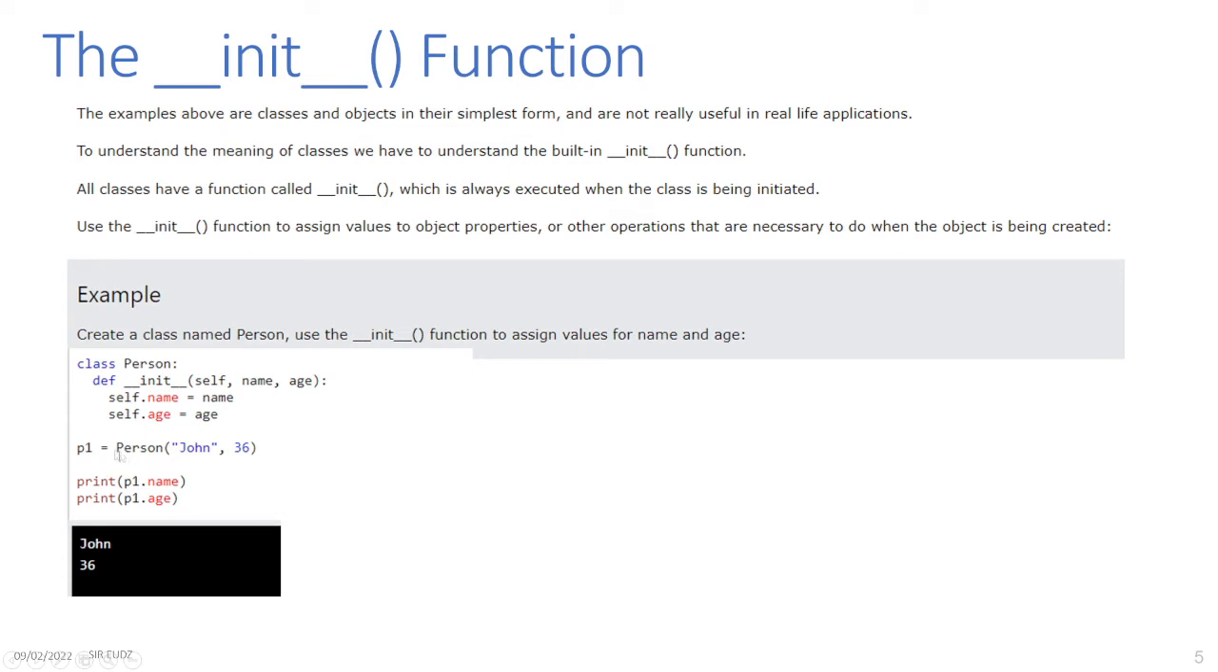Okay, so we have created this object and we have assigned values to the properties of the class person. That's why if you print p1.name, this will print John. Print p1.age, this will print 36. The init function is called automatically every time the class is being used to create a new object.